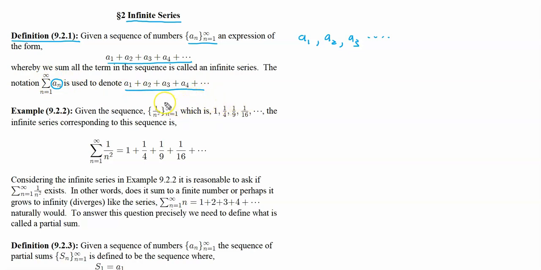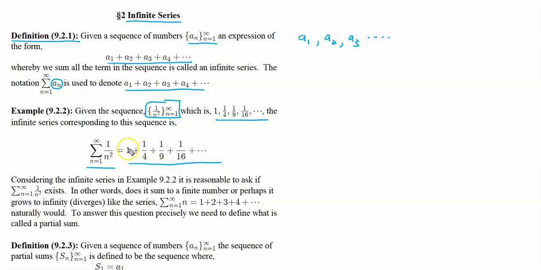So for example, if we're given the sequence 1 over n squared for n from 1 to infinity, that generates this sequence of numbers, 1, 1/4, 1/9, 1 over 16, and so on. Then the corresponding infinite series is given by this right here. So you see we have our summation from 1 to infinity of 1 over n squared. And that's simply going to be the sum of all of our sequence terms.